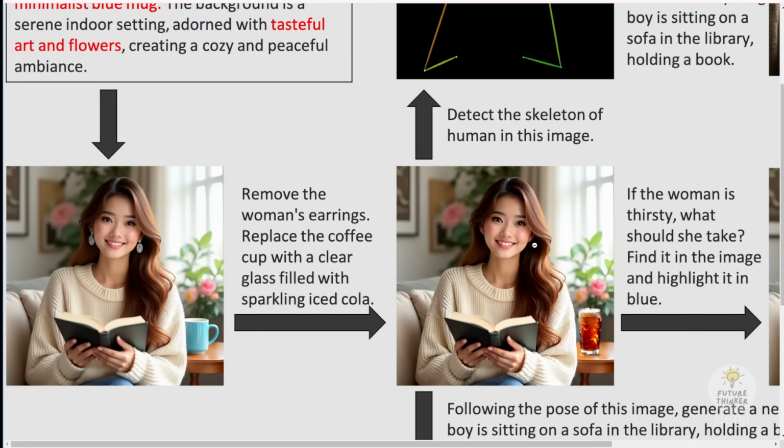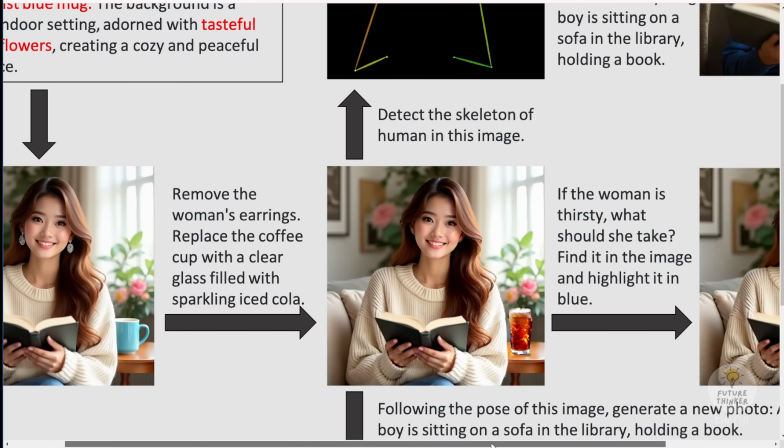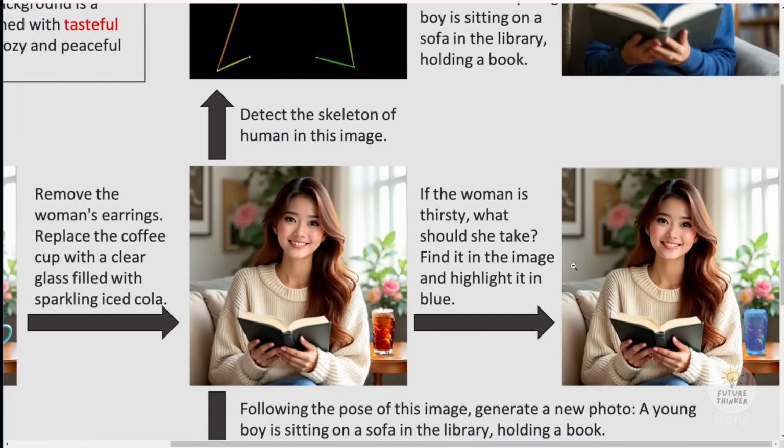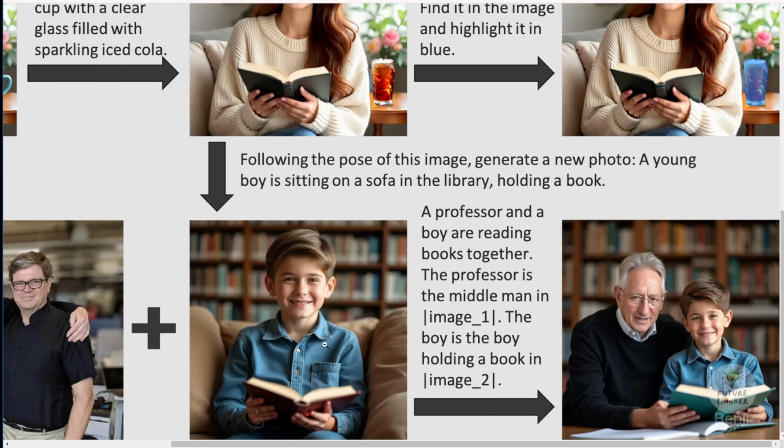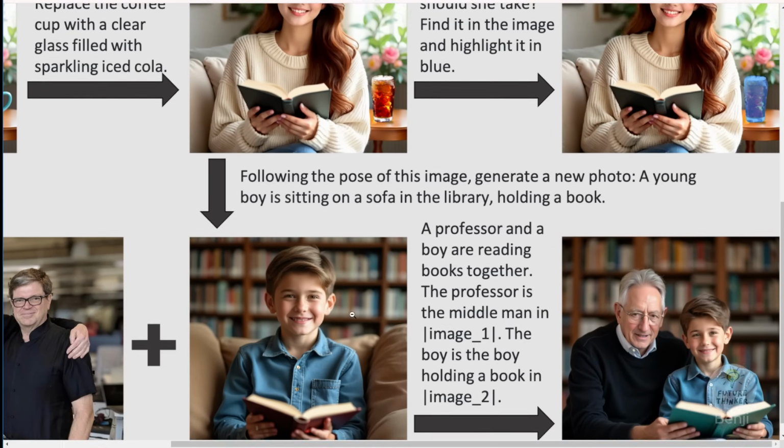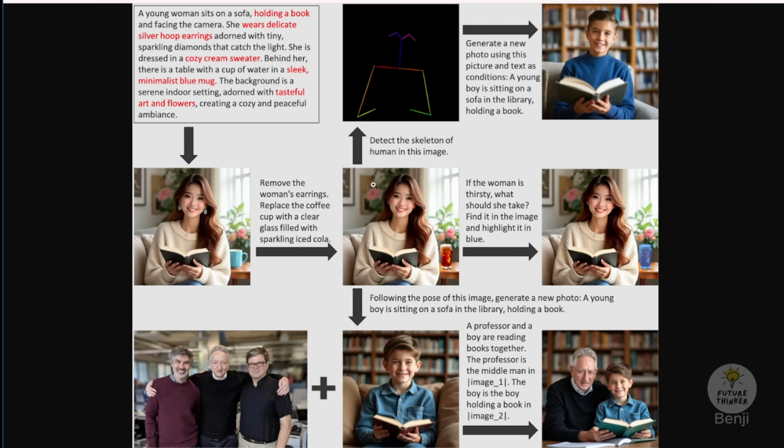For example, in this case, we see the earrings removed from the newly generated image, and the color of the Coke glass transformed to blue, which is highlighted in the right-hand image. As you can see, the bottom image uses the same pose as the woman on top, allowing it to identify the pose reference and generate a child reading a book in the same position.